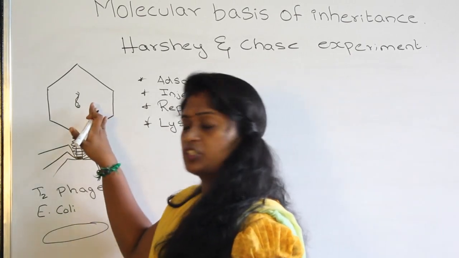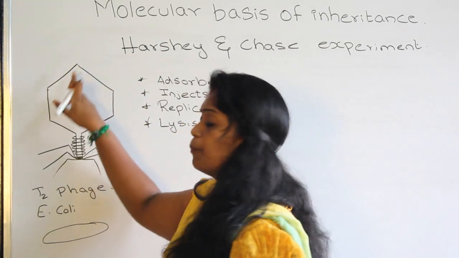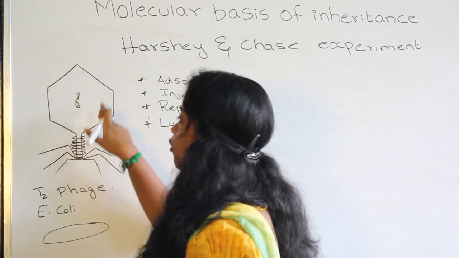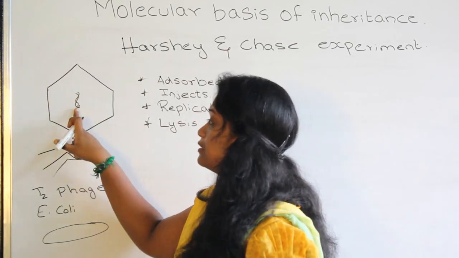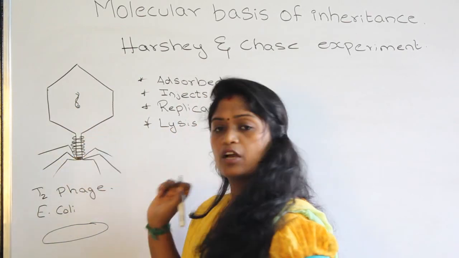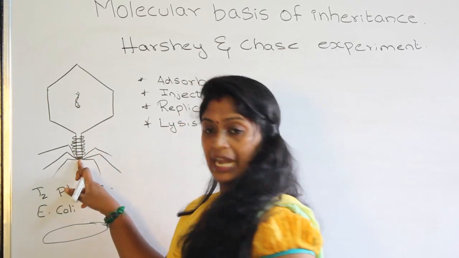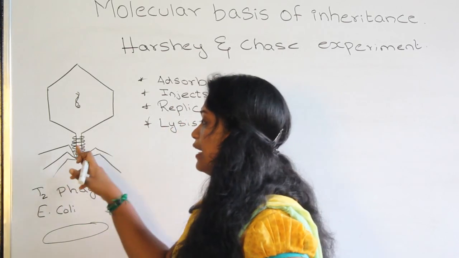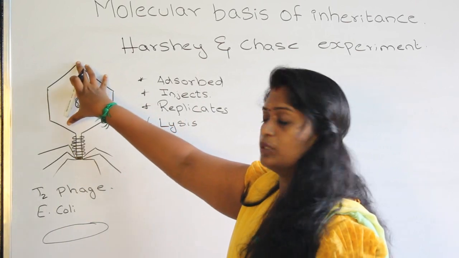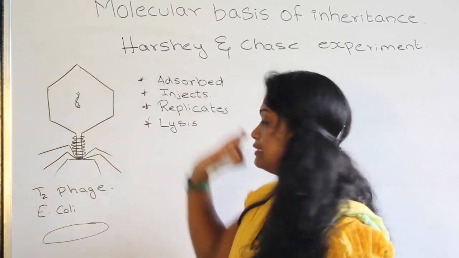And let's see the structure of the T2 bacteriophage. It consists of a polygonal protein capsid, and this capsid contains DNA, which is the genetic material. It has a column surrounded by a protein sheath, and it has an end plate, from which arise the tail fibres. We are mainly concerned with the polygonal protein capsid and the DNA at the center.